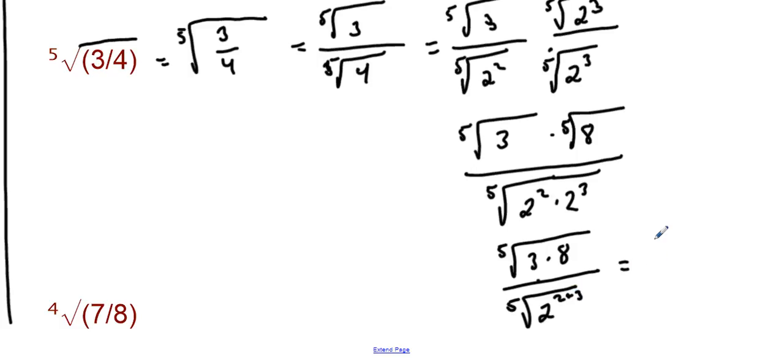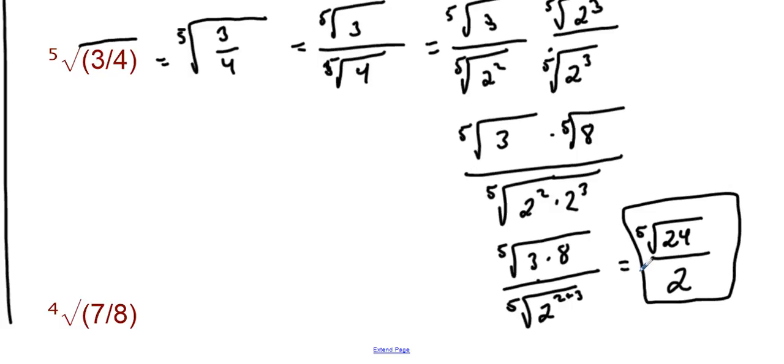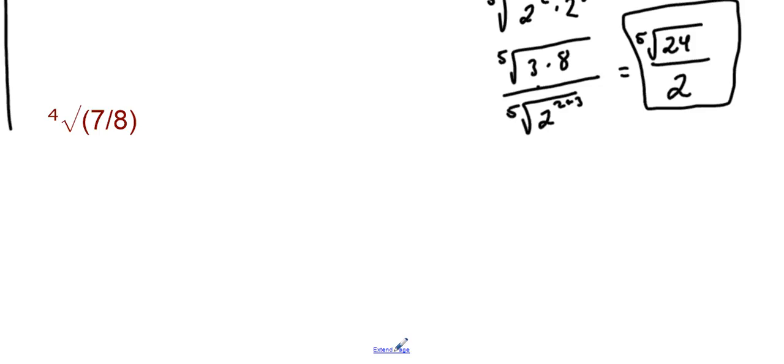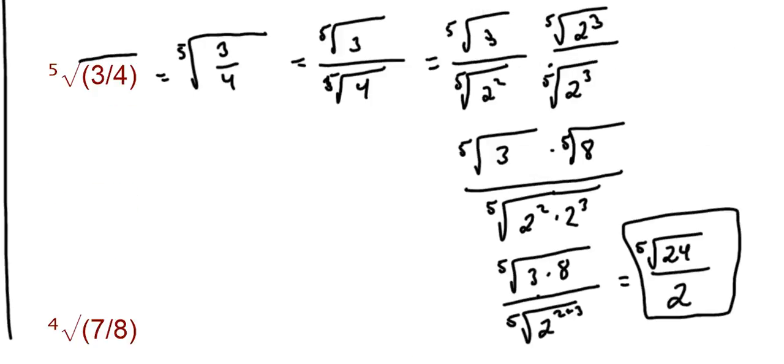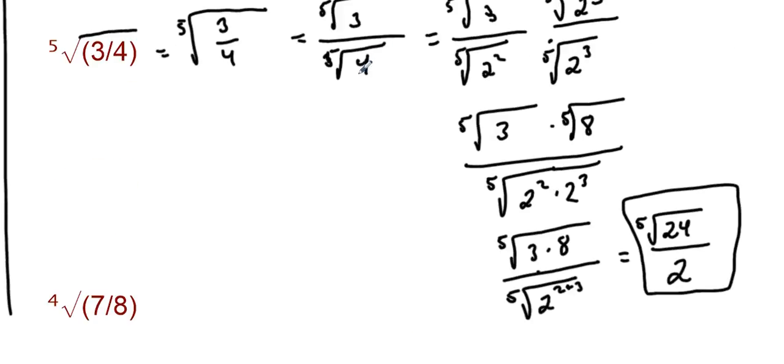And so now my final answer is 3 times 8 is 24, and there are no fifth roots or anything I can simplify there. So I have the fifth root of 24 over 2. And that is what we got. That's simplifying, getting the radical out of the denominator. So once again, write this out, figure out what the bottom is, try to get a fifth root there, or whatever root it is, to simplify.